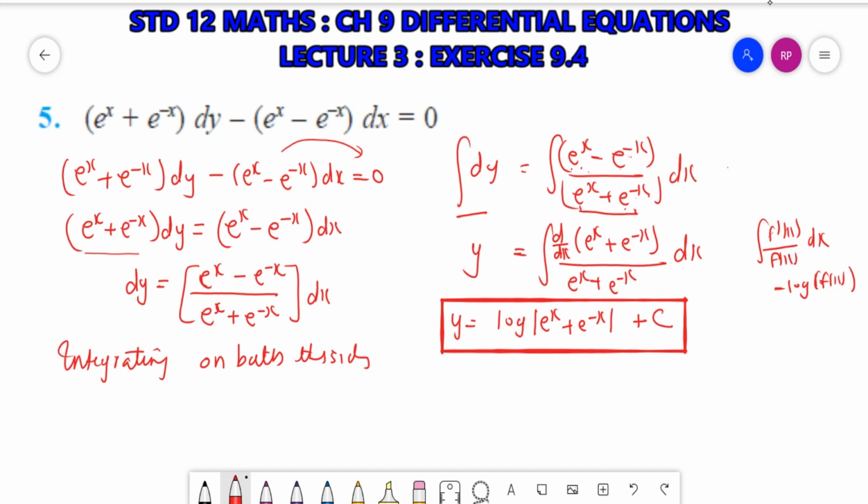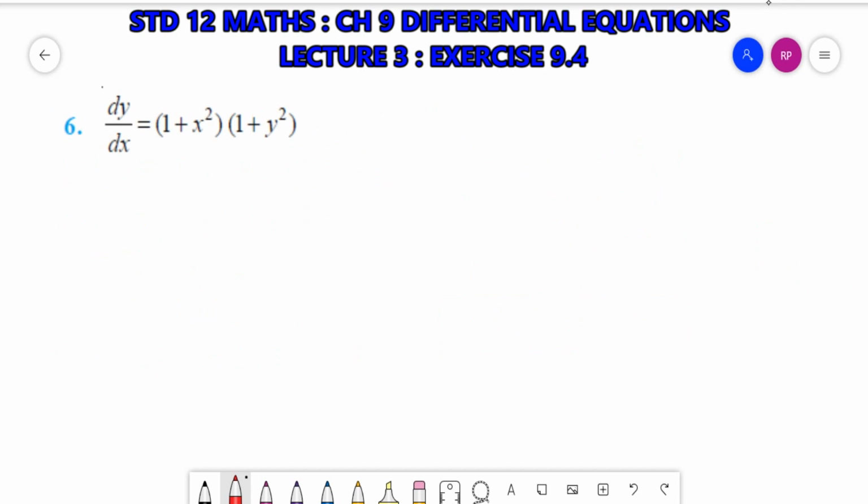Now let's move to the next, that is question number 6. Question number 6. dy by dx equal to 1 plus x square into 1 plus y square. So I can directly write it down, dy upon 1 plus y square equal to 1 plus x square into dx. Okay, now we have already separated the variables. I directly use this step. So now integrate on both the sides.